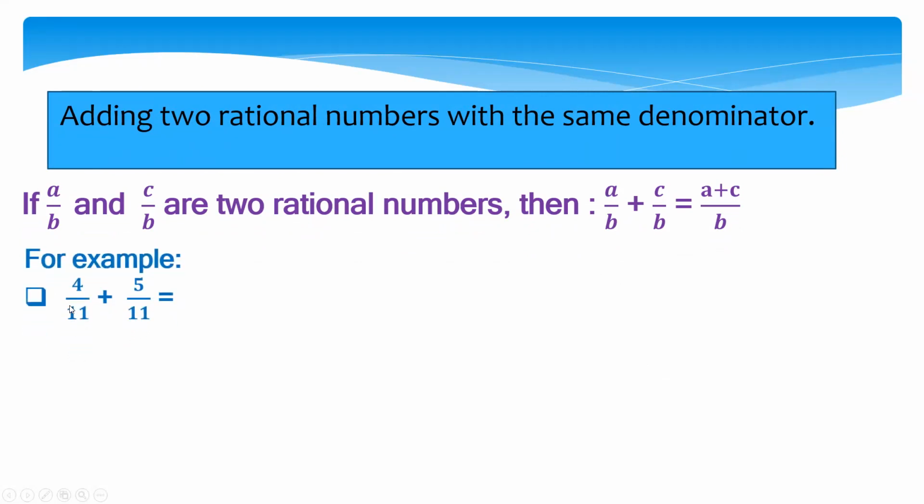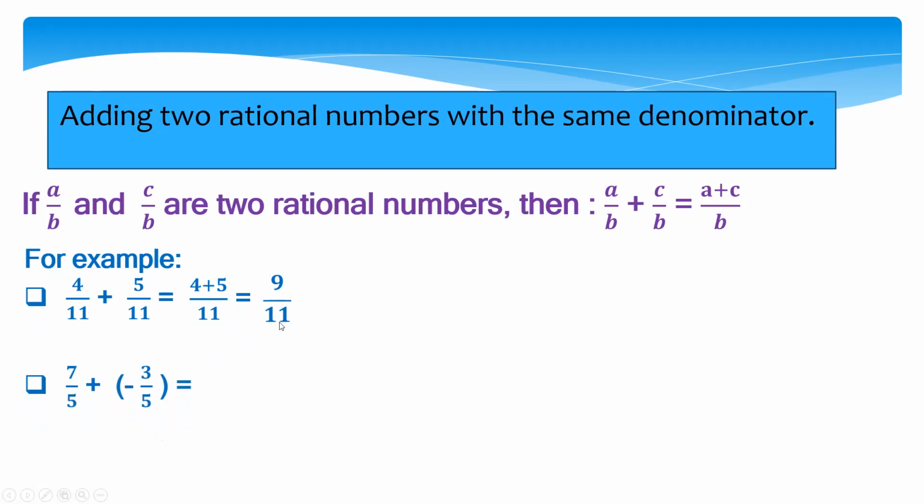For example, I have here 4 over 11 plus 5 over 11. I have the same denominator 11. I will write it and add 4 plus 5. 4 plus 5 will be 9 over 11. Is there any simplest form, any common number between 9 and 11? No. The answer would be 9 over 11.